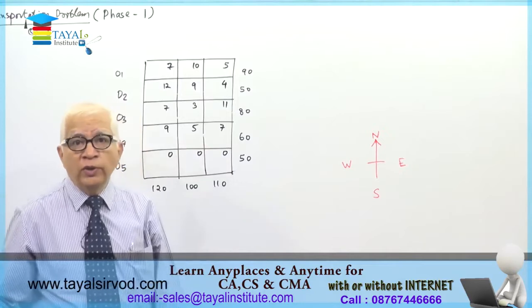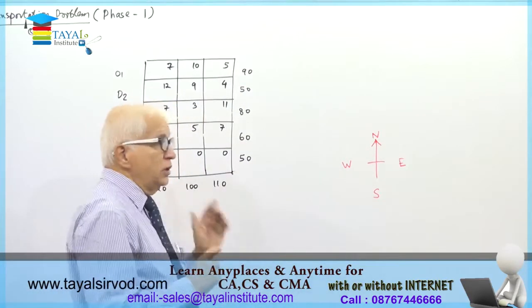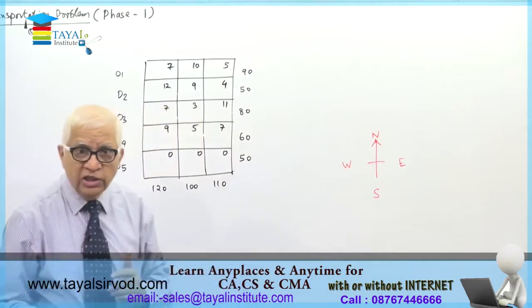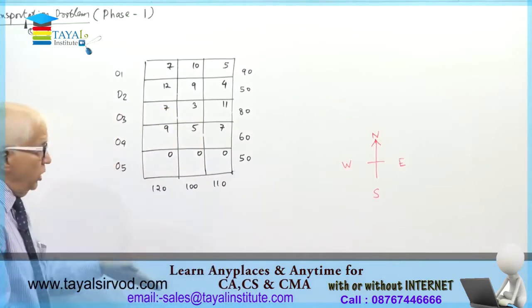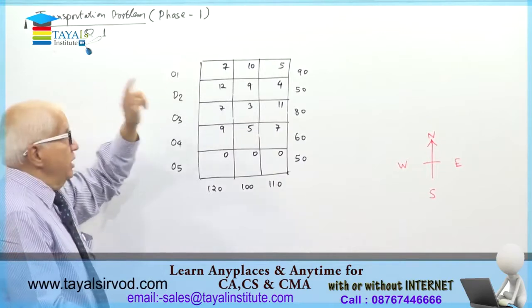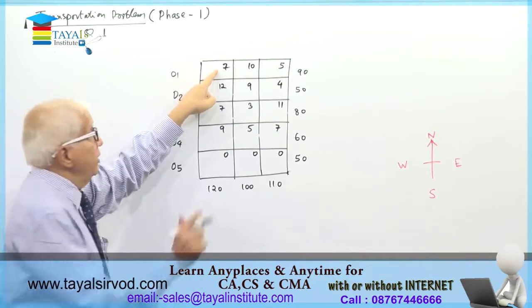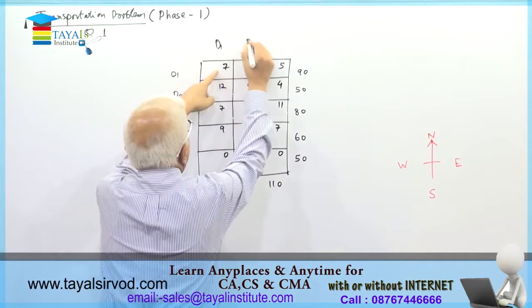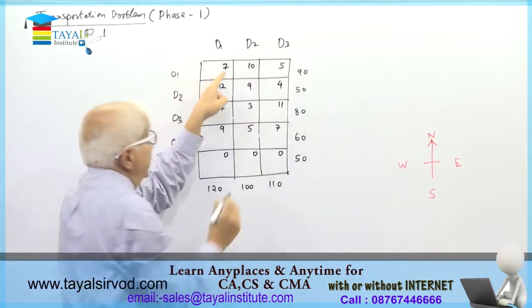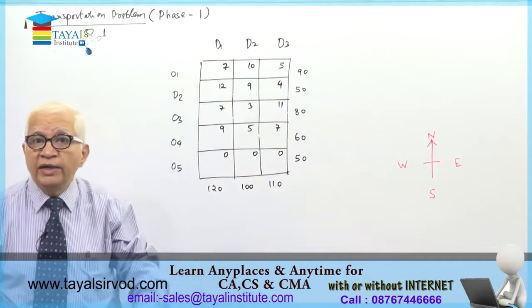So what is northwest? Northwest is up, north, and west is to the left. Correct. So in this matrix, therefore, what is north? North is up and west is to the left. So which is the northwest corner? Northwest corner is here. I am calling it D1, D2, D3. So cell O1, D1 is the northwest corner of this matrix.